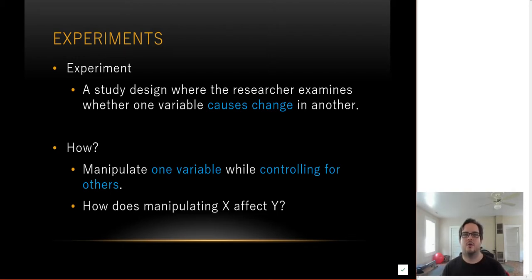So the only way you're going to be able to conclude causation is if you can actually control one of those variables and change it in some systematic way. You can then observe the effect of changing that variable on another variable. So in experiments, we're asking the question, how does manipulating X, variable 1, affect Y, variable 2?